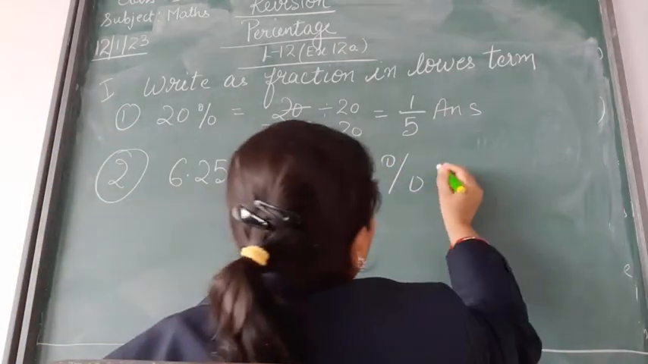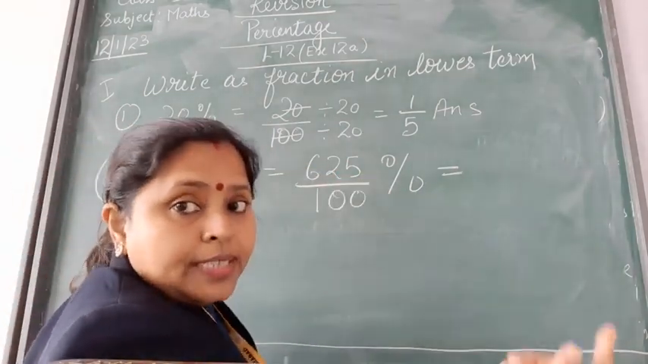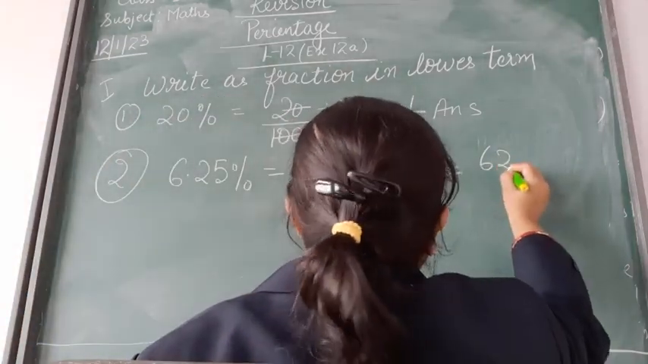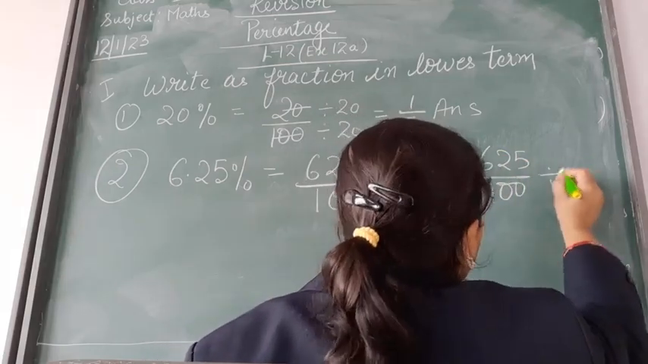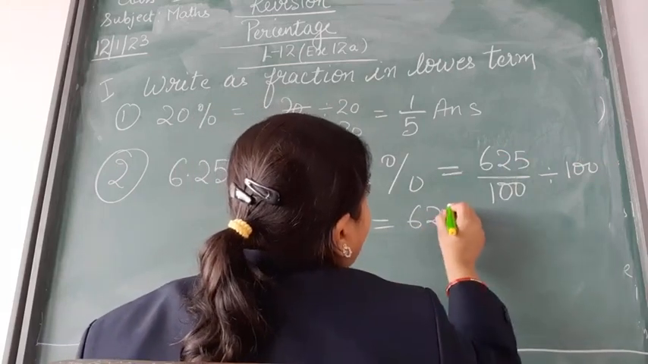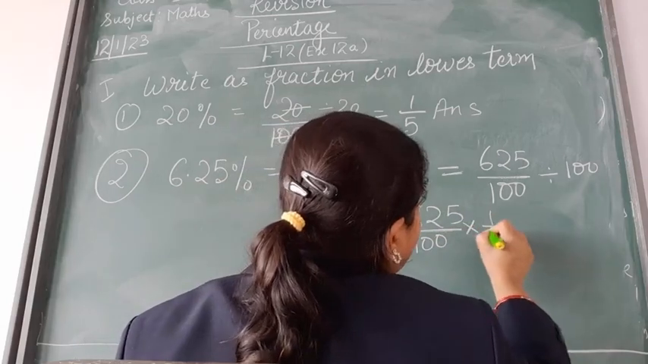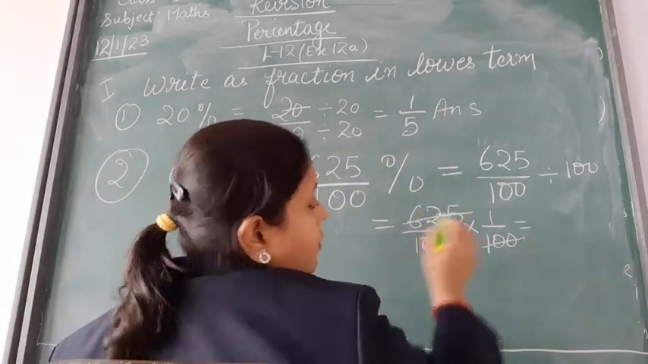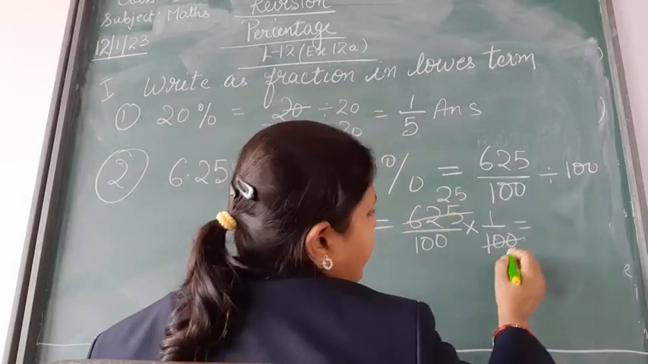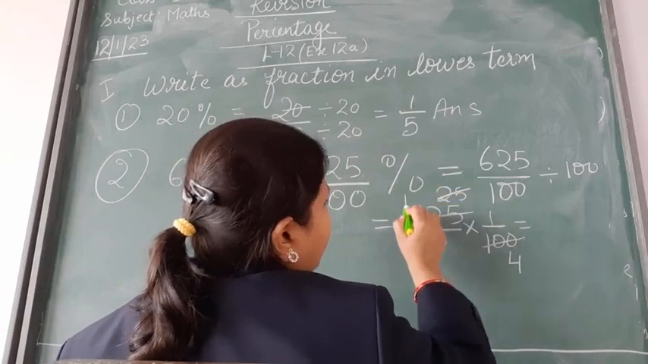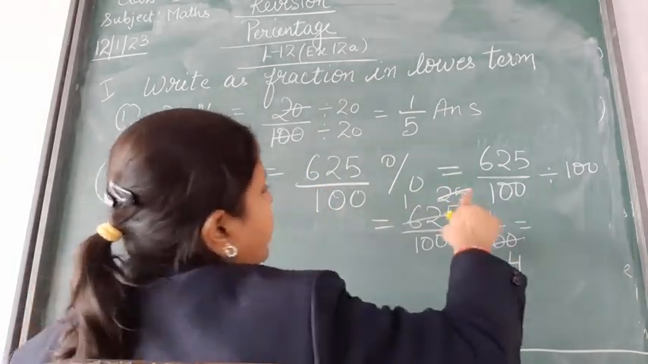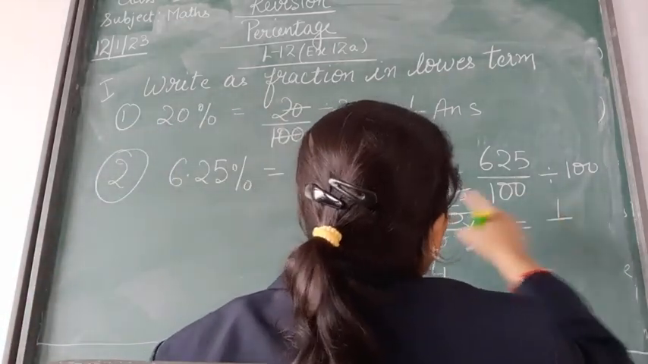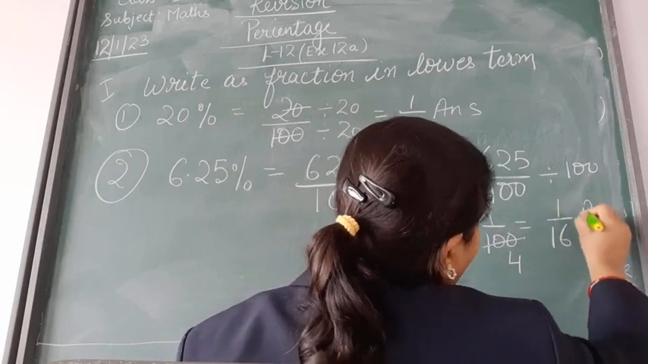Now let's change this percent into fraction. 625 by 100% means 625 by 100 out of 100, which means divided by 100. So we will write it with the reciprocal of 100, and now we can divide by 25. 625 divided by 25 becomes 25, and 100 divided by 25 becomes 4. Again we can divide 25 by 25, which becomes 1, and 100 divided by 25 is 4. So our answer will come as 1 multiplied by 1, 1, and 4 multiplied by 4, 16. So this is our answer.